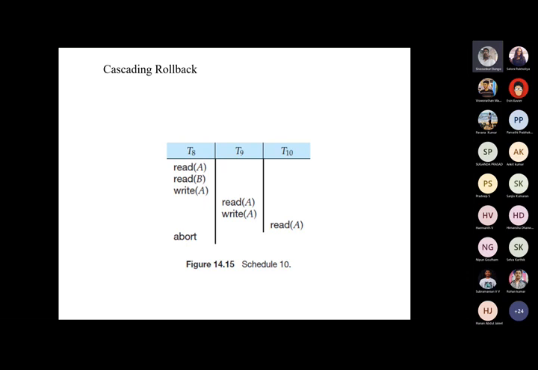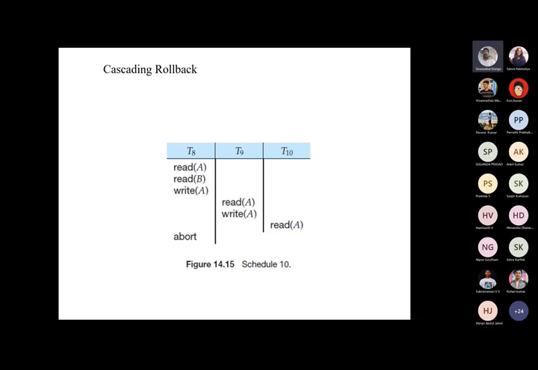Over a period of time, transaction T8 fails. So you need to abort the transaction and roll back transaction T8, right? Since transaction T9 is dependent on T8, transaction T9 has to be rolled back, and transaction T10 is dependent on transaction T9, right? So it has read the value of data item A that was written by transaction T8. Again, it has to be rolled back. Hence a single failure has led to a sequence of rollback operations. It is known as cascading rollback.